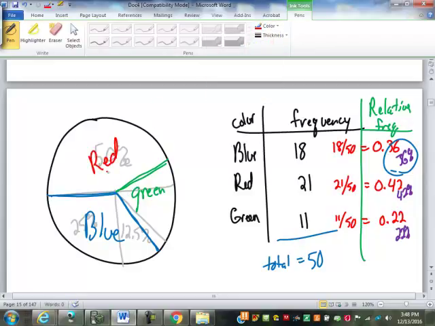42% is a little bit under 50%. For our purposes, that's close enough. But the big thing is to find the total and then divide each of the frequencies by the total to get the percent for it.